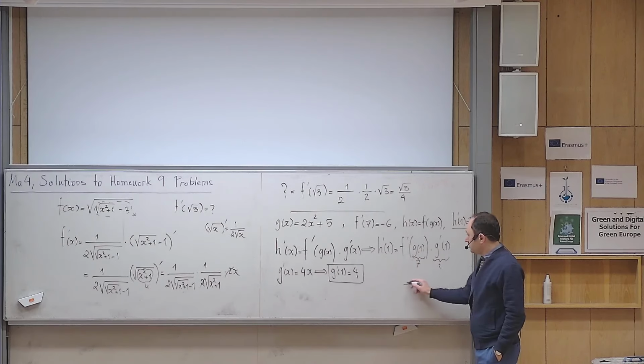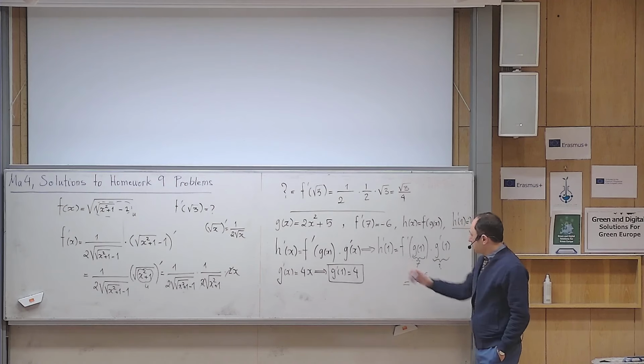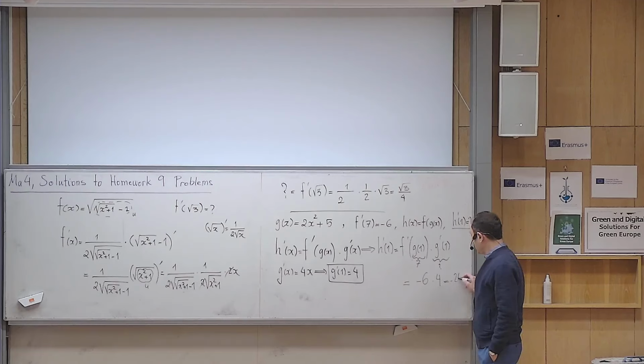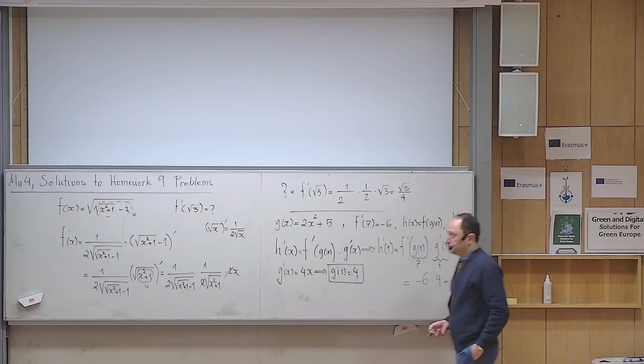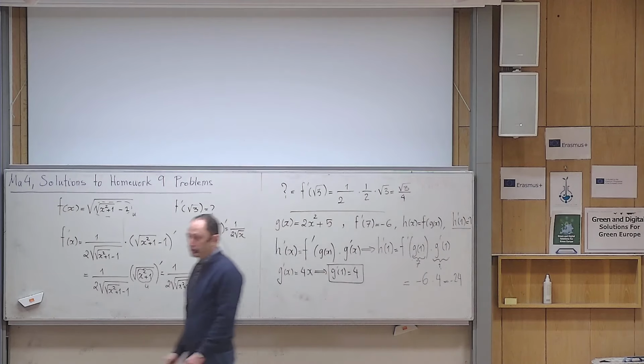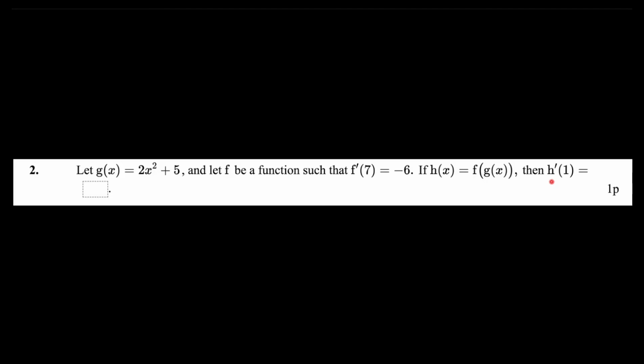So what happens? F prime of 7 is given to be minus 6. G prime of 1 is given to be 4. So if you multiply them, the answer is minus 24. Okay, so you have to write minus 24 in that empty box. Any questions? These are standard questions. They are not really above your pay grade, yes? Let us go to the next problem.